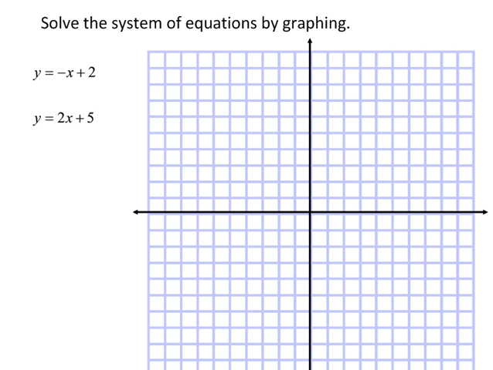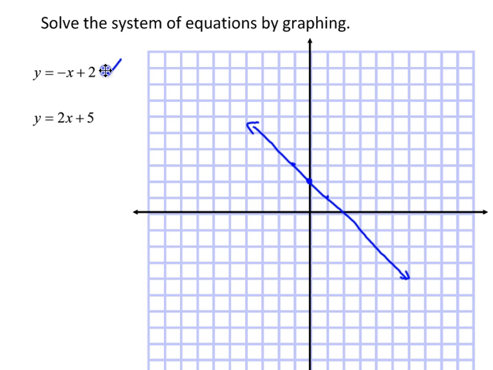So what we're looking for here is the point where these two lines intersect, because that will be the one point that's on both lines. So we start out by graphing both of our lines. Y equals negative x plus 2 has a y-intercept of 2 and a slope of negative 1. So we're going to rise 1 and run to the left 1, or down 1 and to the right 1. Either way, here's our line.